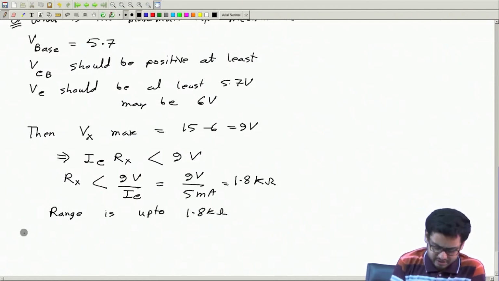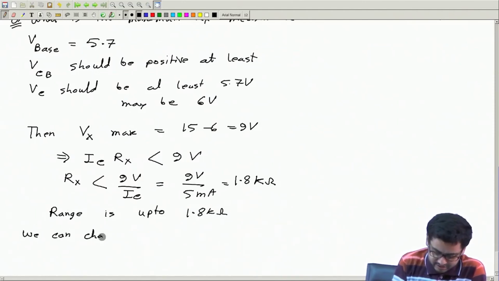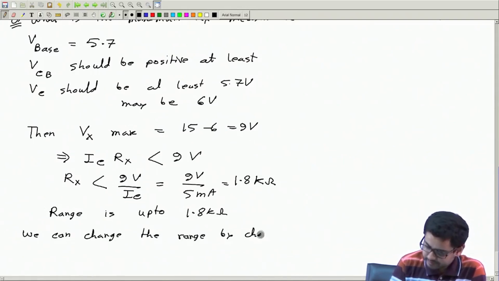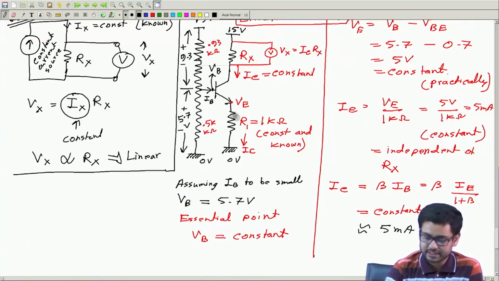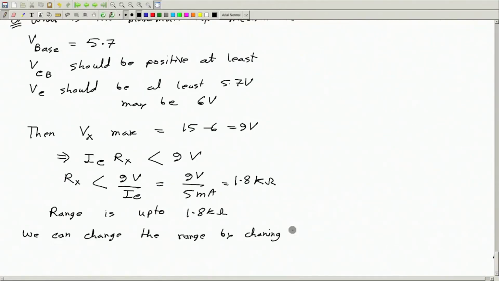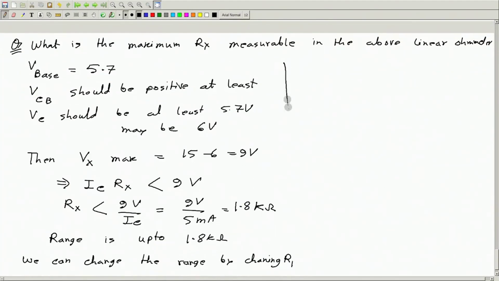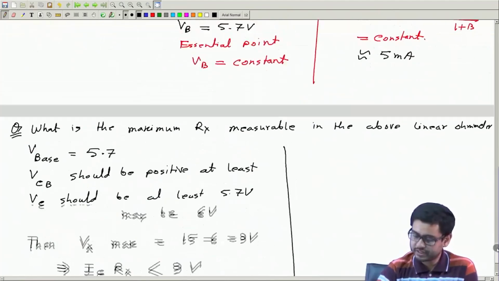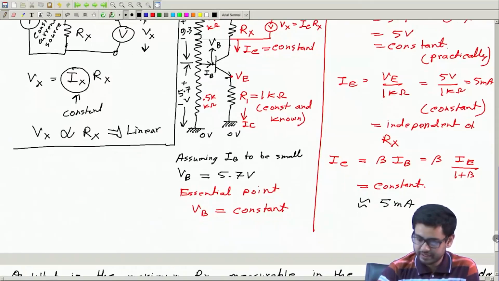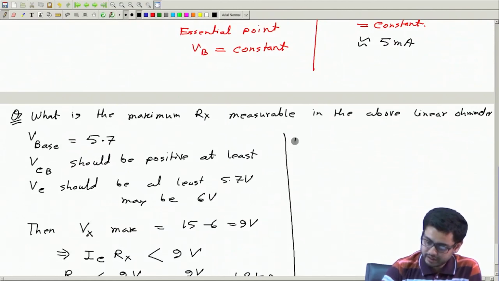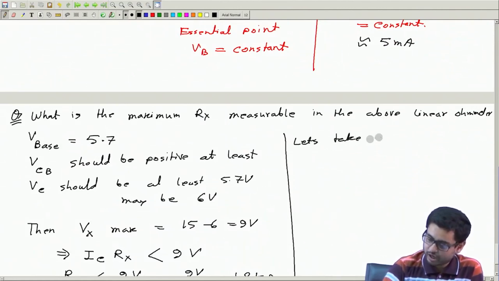You can change the range by changing this resistance R1. How? Previously R1 was 1 kilo ohm. Now let's take R1 equal to 2 kilo ohm. Then what will change?